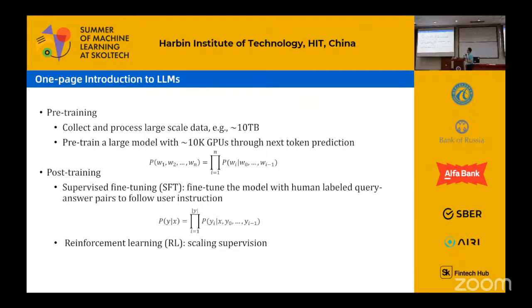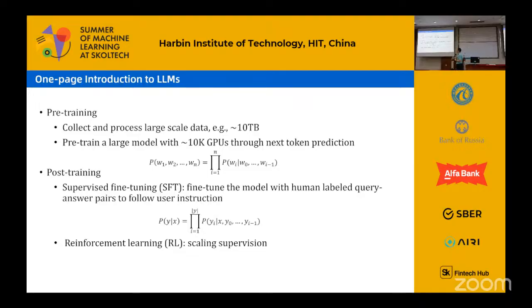Usually we use next token prediction. This is standard language modeling. Given the preceding tokens, predict the next token. Basically, we want to predict the probability of a whole sequence or sentence, but we decompose it into the multiplication of the probabilities of each individual token.